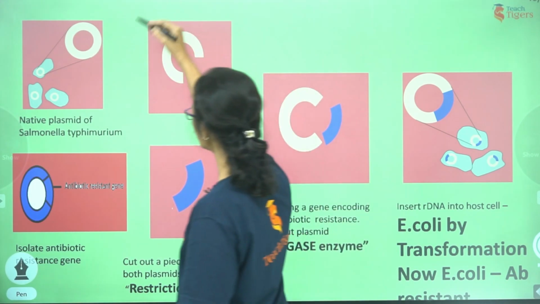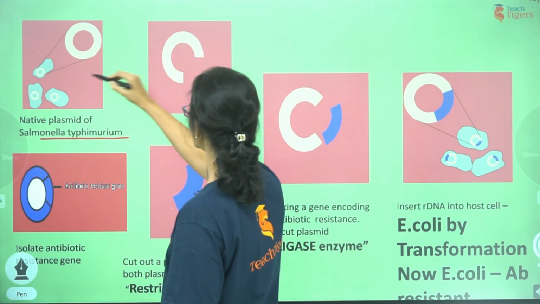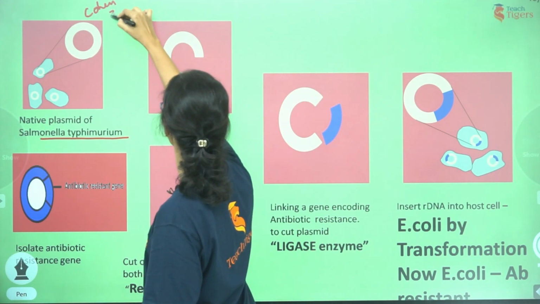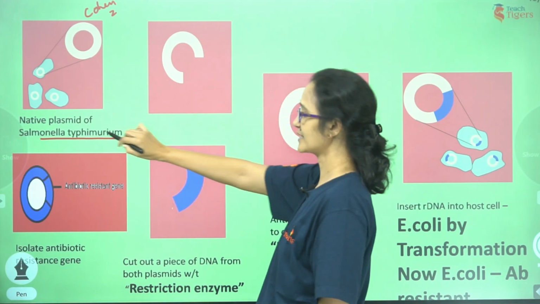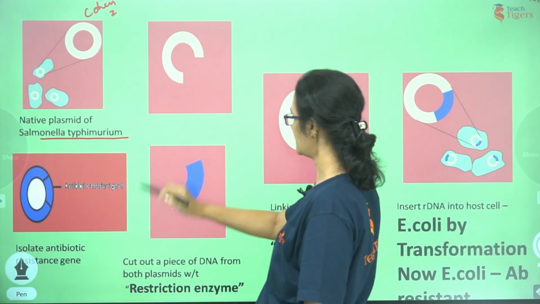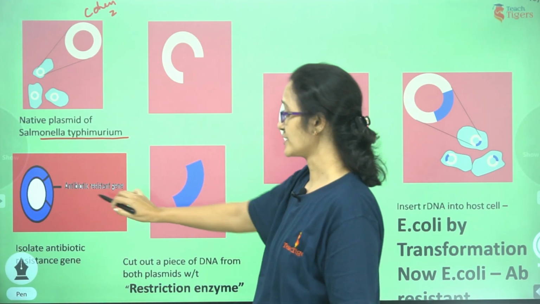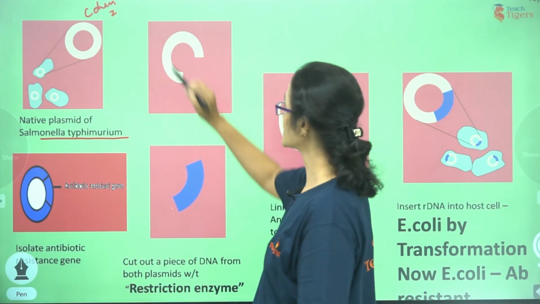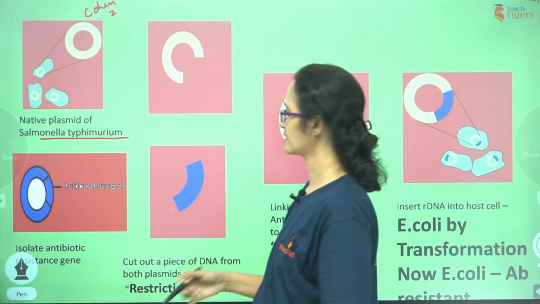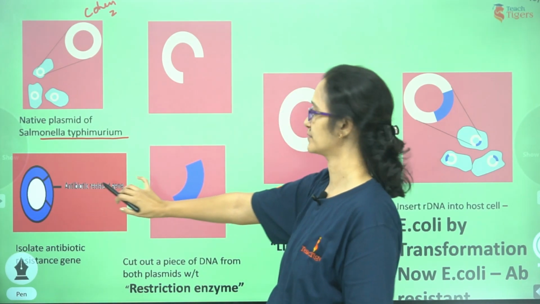So if you can see here, a plasmid from Salmonella typhimurium was extracted. So plasmid extraction was done by Cohen. A plasmid from Salmonella typhimurium, a type of bacterium, was extracted, and then another plasmid from some other unknown organism was also extracted. That means, using the methods of Cohen, two plasmids were extracted from their respective host cells. One is from Salmonella typhimurium and the other one is from an unknown bacterium, right?